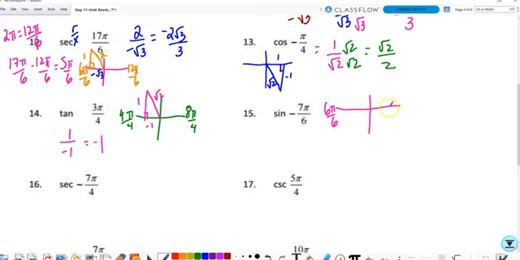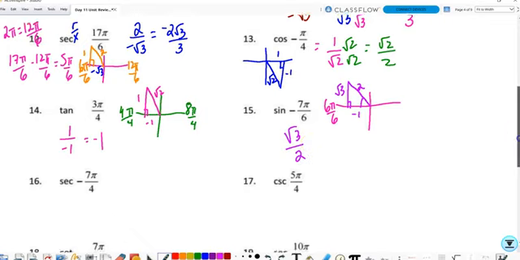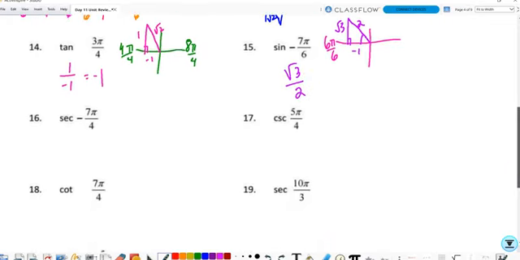Negative 7 pi over 6. So this would be negative 6 pi over 6. So going a little further into the second quadrant is negative 7 pi over 6. So with a pi over 6 reference angle, this is root 3, this is negative 1, sine is y over r. So every single one of these questions, you have to go through all those steps to get to your final answer.